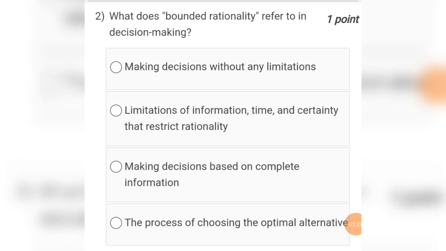Question number 2: what does bounded rationality refer to in decision making? Option A is making decisions without any limitations. Option B is limitations of information, time, and certainty that restrict rationality. Option C is making decisions based on complete information. And option D is the process of choosing the optimal alternative. So the correct answer for question number 2 will be option B, that is limitations of information, time, and certainty that restrict rationality, okay?